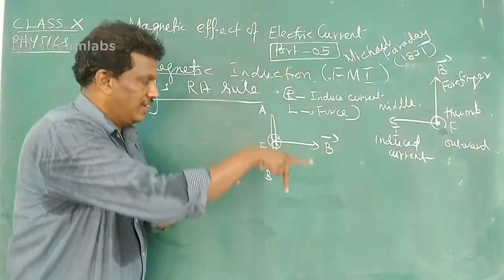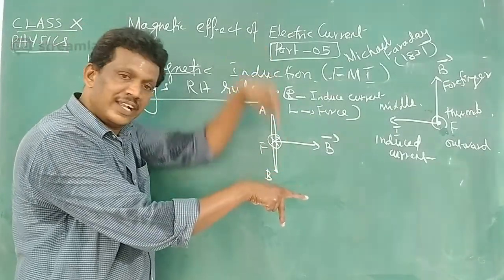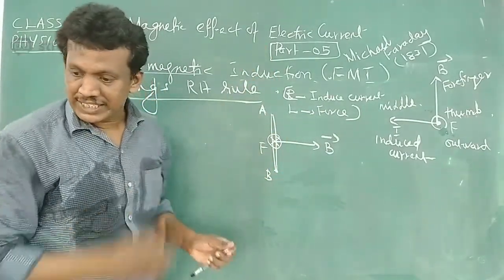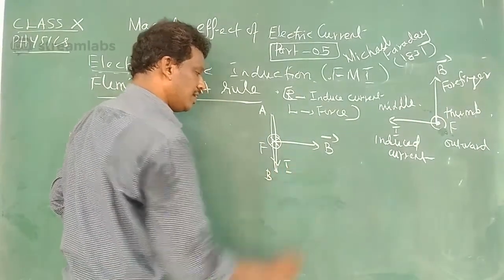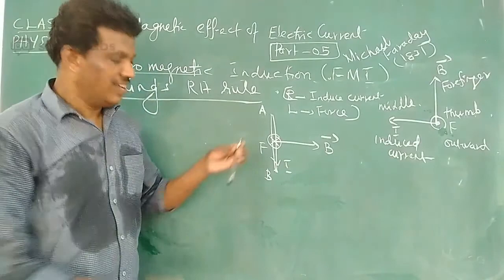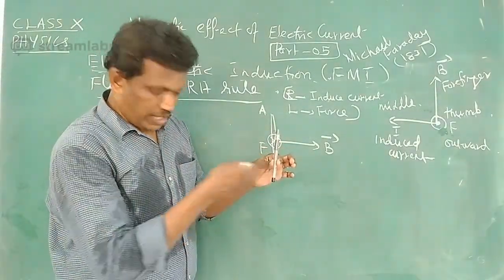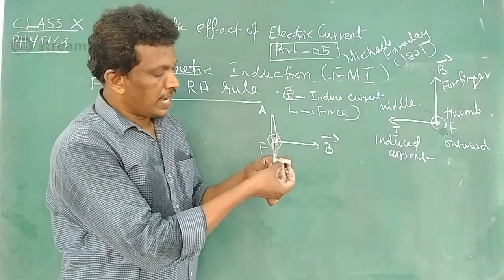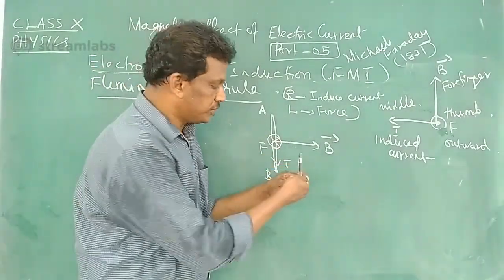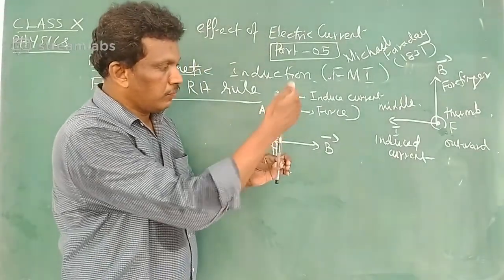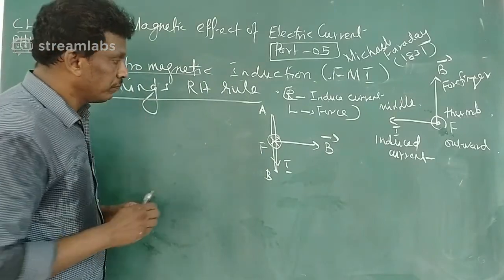Magnetic field. Force. Then where is the current? Downward. You see that the current is moving downward, A to B. Very simple. This is the conductor AB. So this is the magnetic field, suppose. Now I am going to push it this side. Automatically current will flow from top to bottom, A to B. Take understanding.